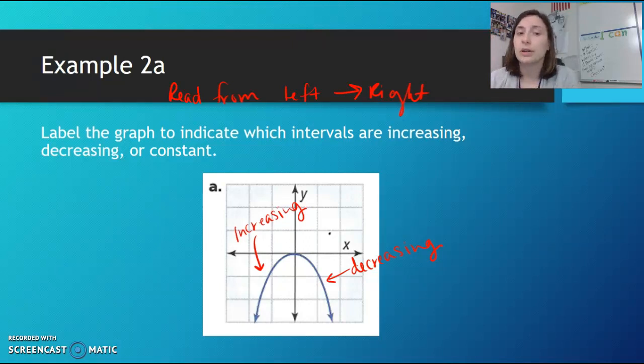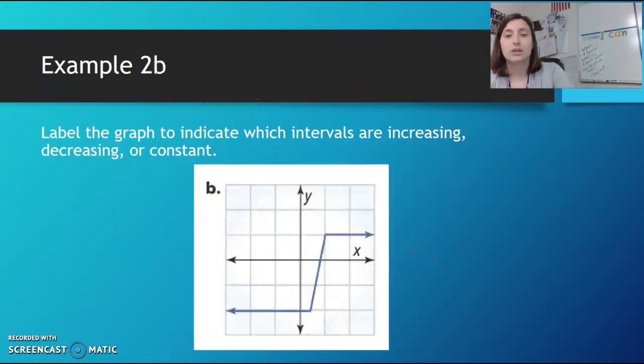This is one of our function x squared, or they could look like the following, which is very similar to our beginning. Again, we're going to label the graph to indicate which intervals are increasing, decreasing, or constant. So again, starting from the left, I'm looking at this first interval here. This would be a constant because we're not changing our direction. We're not increasing or decreasing. It's just a zero slope. If it's a zero slope, that's a constant.